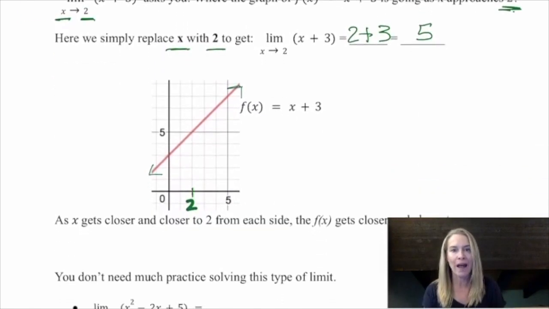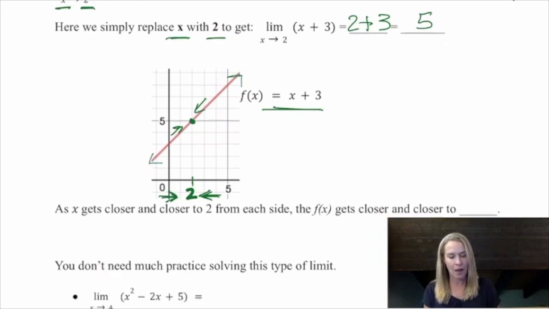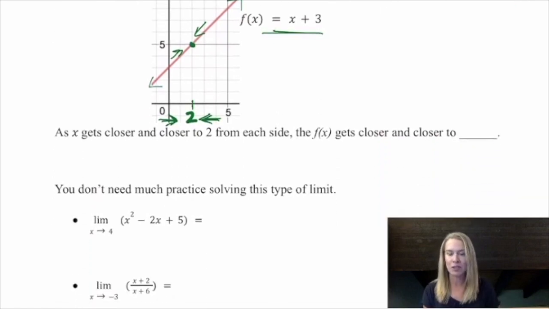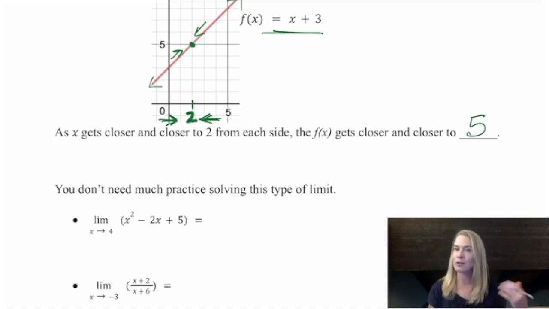If we look at the graph here, here's the function y equals x plus 3. Here's my graph. Here's 2. I'm thinking about what happens as the x values get closer and closer to 2 from each side. Where is the graph heading? Well, we have a continuous graph here, so from this side, the left, and from this side, the right, both sides are heading towards the output value of 5. So as x gets closer and closer to 2 from each side, the f of x value gets closer and closer to 5. That is our limit. That is where the graph is heading from both sides.